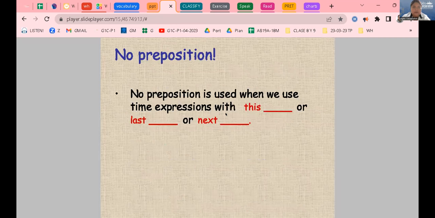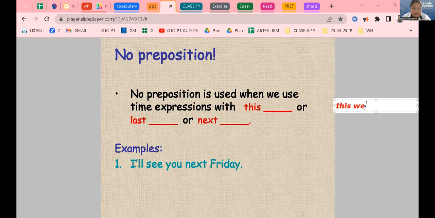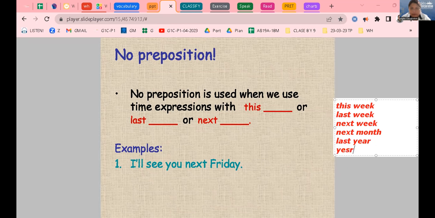We also have no preposition. So when we don't need a preposition, look at this. ¿Cuándo no necesitamos una preposición? So read the information. No preposition is used when we use time expressions. Cuando utilizamos expresiones de tiempo. Por ejemplo, this week, last week, next week. Aquí puede ir cambiando, ¿verdad? Next month, last year, el año pasado. Example, yesterday, tomorrow. Entonces, con expresiones de tiempo, no vamos a utilizar preposiciones.